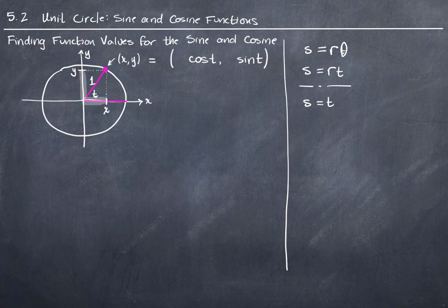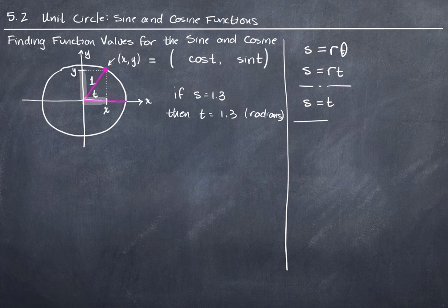Now, which is it? Well, this idea that we have, that s equals t, that this arc length equals the angle measurement, comes from this formula. And if you'll recall, in this formula, theta, and therefore in this formula, t, has to be in radians. So if s equals 1.3, then t equals 1.3, but it has to be in radians.